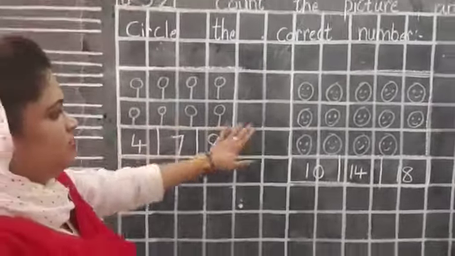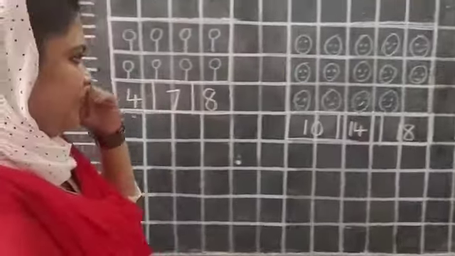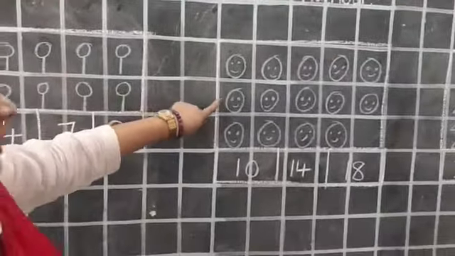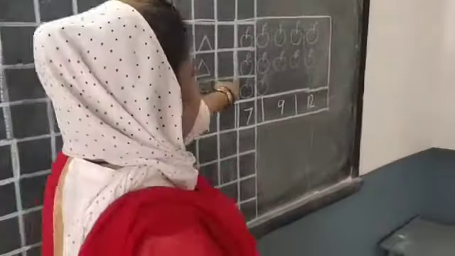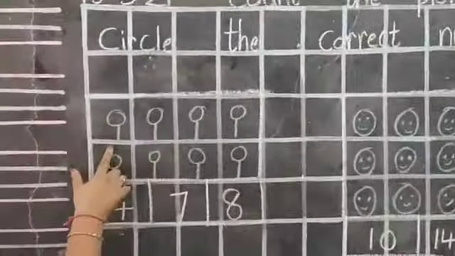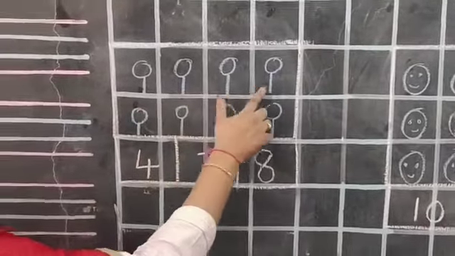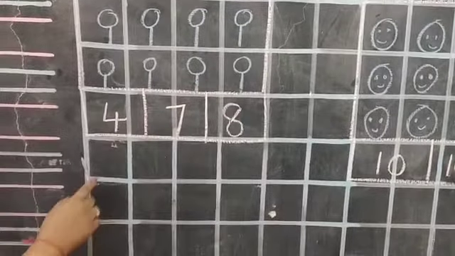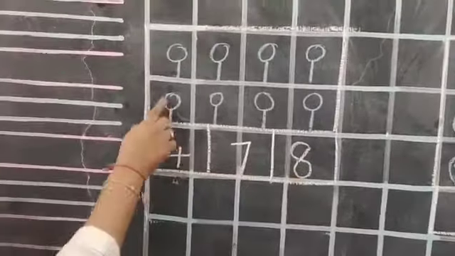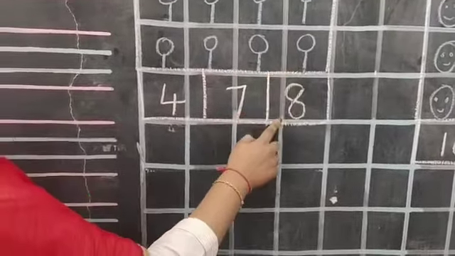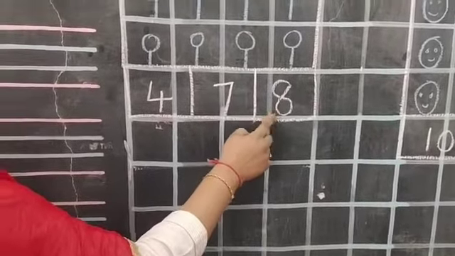Here, can you see some boxes, children? Here they are lollipops, smileys, triangles, and apples. Okay, now what you have to do is count the pictures. The heading says count the pictures. You have to count the pictures. Count out 1, 2, 3, 4, 5, 6, 7, 8. And circle the correct number. Here they are numbers 4, 7, and 8. So how many pictures are there, children? 1, 2, 3, 4, 5, 6, 7, 8. So what you have to do? You must circle which number? 8.